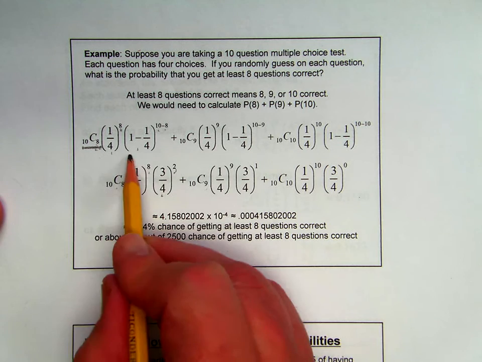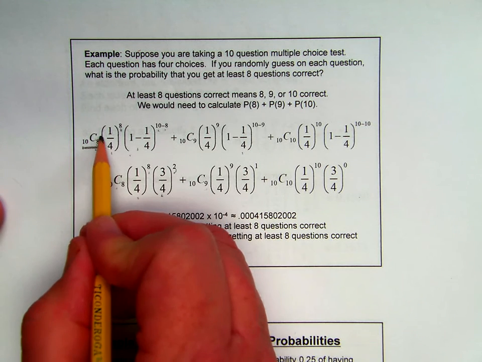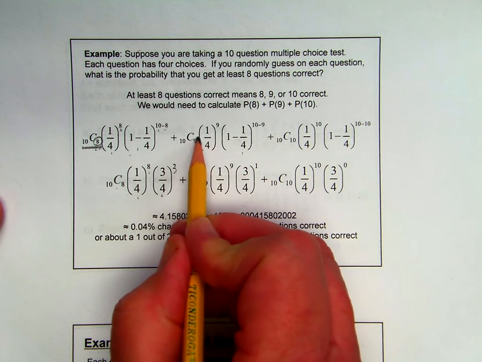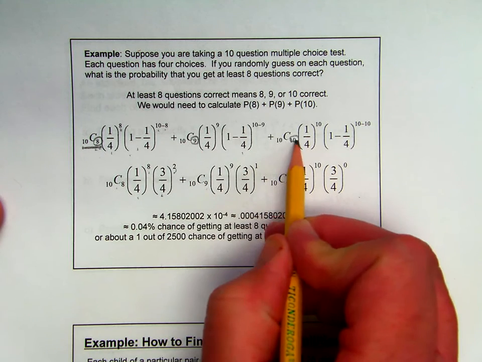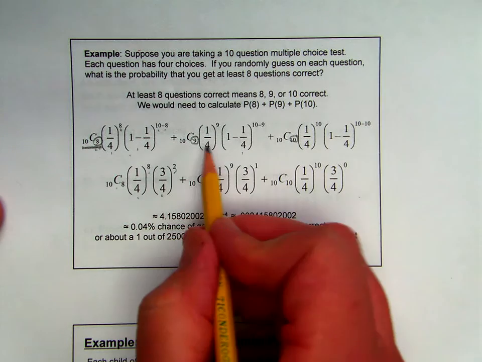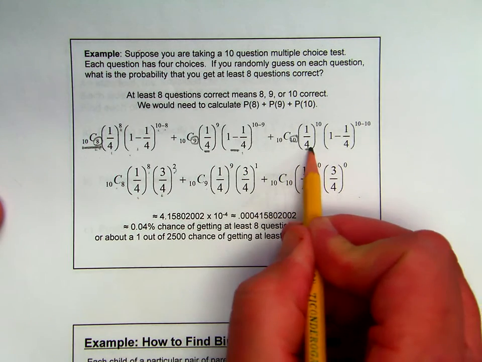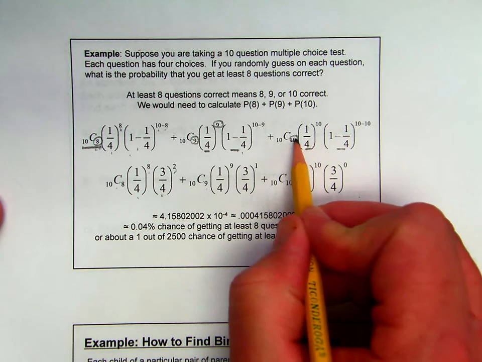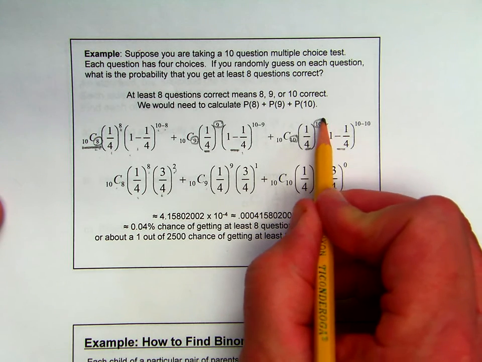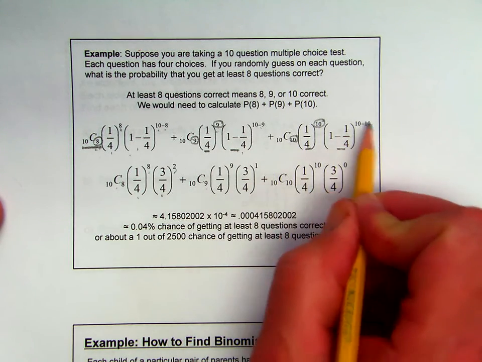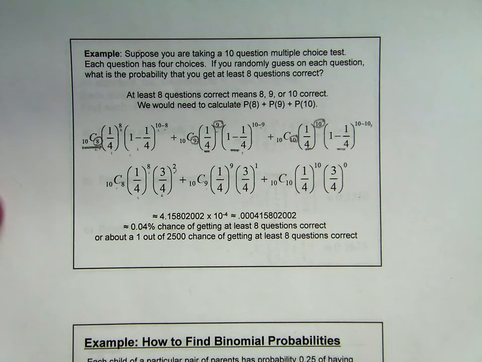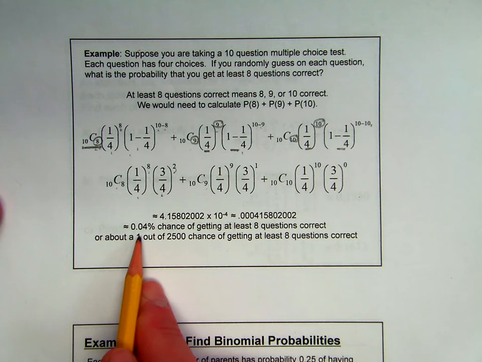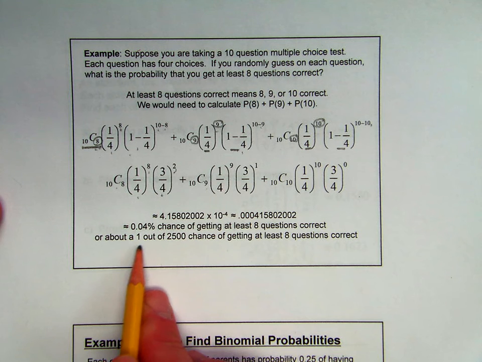So now we just need to adjust as we go along. This is for 8 successes, this is for 9 successes, this is for 10 successes. The probability of success and failure isn't changing. Here, that 9 matches that 9, that 10 matches that 10. If that's 9, this has to be 1. If that's 10, that has to be 0. So, a very small probability here, about 0.04% chance that you get at least 8 questions correct, which translates to about a 1 out of 2,500.